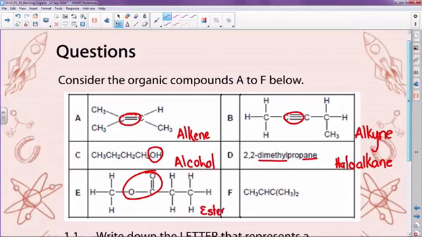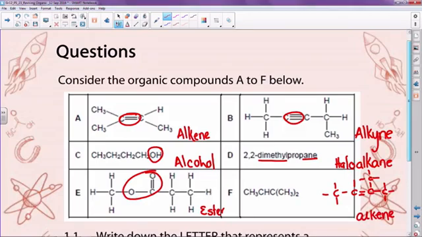And now this one, F, is a little more difficult, because the easiest way to decide on this one is actually to draw it out. So we've got CH3, CH, C, and then we have a CH3. So there's a CH, there's a CH. Actually, that's got a double bond in it as well, because otherwise the carbons don't have enough bonds. So this is actually an alkene as well. Maybe we're going to be asked to name it.